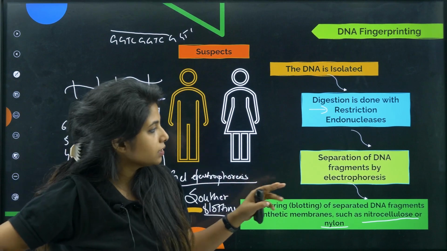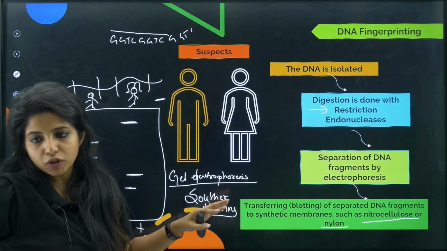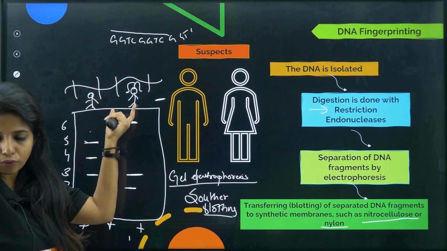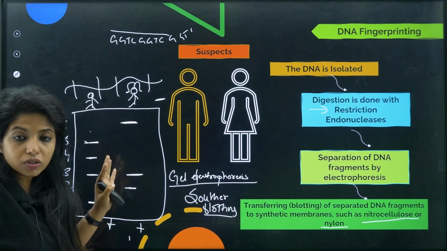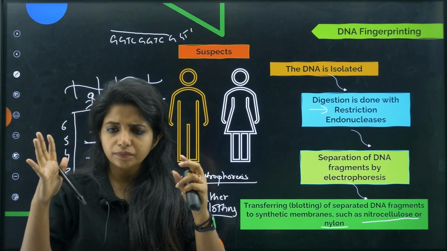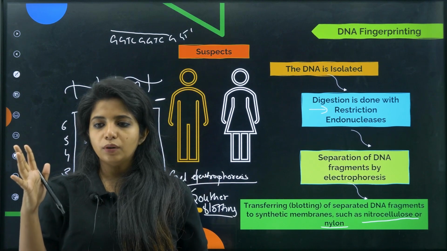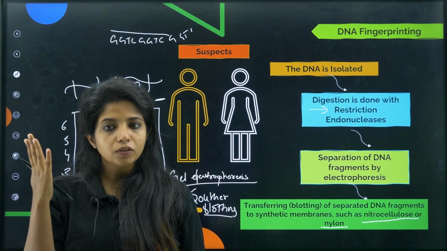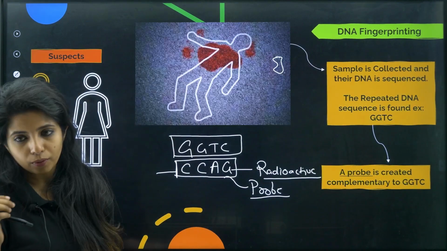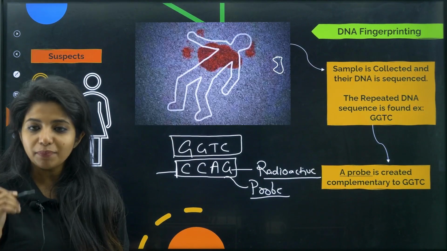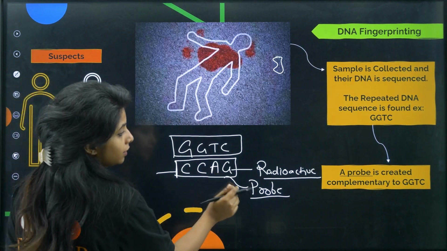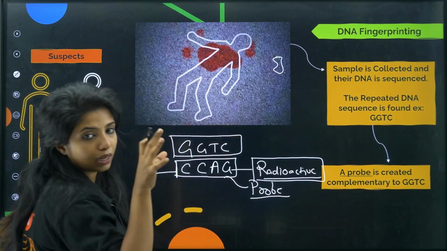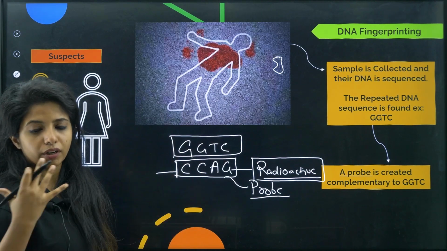Now the next thing is that I separated the fragments by electrophoresis. The smaller ones came over here, the bigger ones were over there. They arranged themselves. Now I cannot see it. So what do I do? I took a blotting paper made of nitrocellulose or nylon and transferred everything over there. Still I'm not able to see anything. So what do I do? I made a probe, and this is a radioactive probe. It will show color under the autoradiography machine.